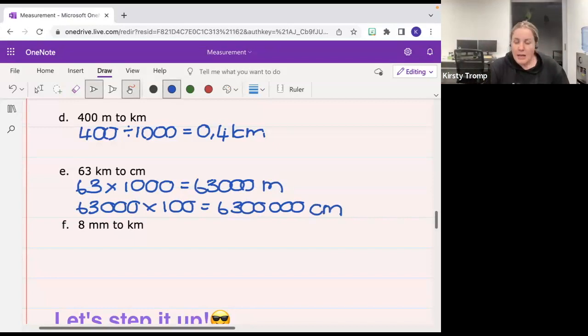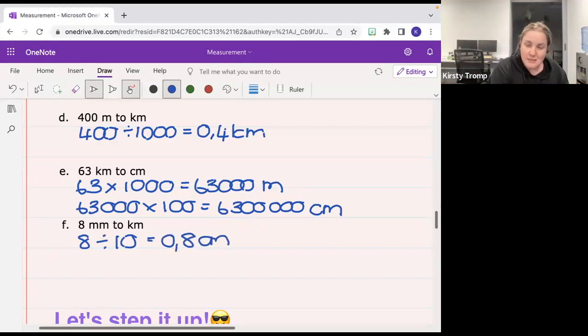Okay. And finally, last one, I'm going from millimeters to kilometers. Again, I know how to get from millimeters to centimeters, centimeters to meters, meters to kilometers. If you know how to go straight there, that's fine. Happy, well done. If you're not 100% sure, do it in the steps. Nothing wrong with doing it in the steps, especially because you've got your table there. So we're going to have 8 divided by 10, and that's going to give me 0,8 centimeters.